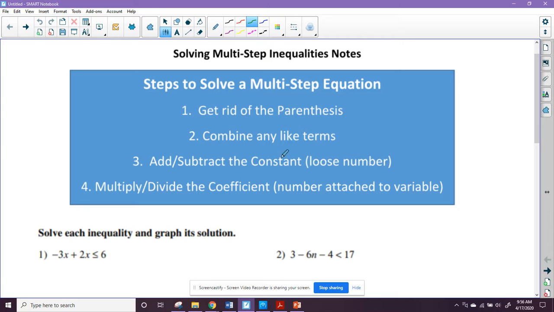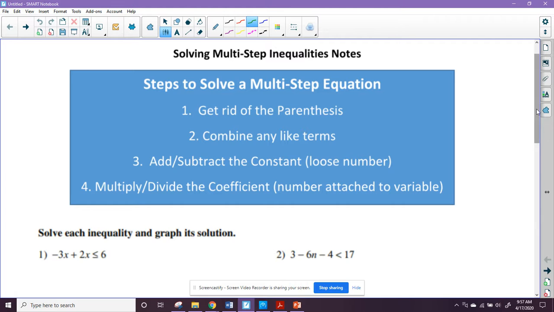Then you're going to add or subtract the constant. Your constant, remember, is your loose number. And then multiply or divide by the coefficient. We haven't used the term coefficient before, but the coefficient is a number that is attached to the variable. So these steps here are the reverse of PEMDAS that you need to think about, except for the whole parentheses.